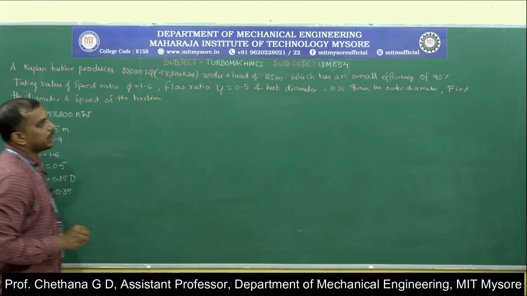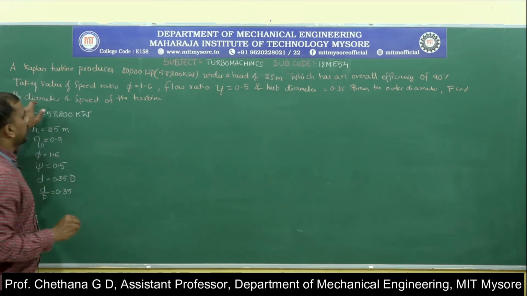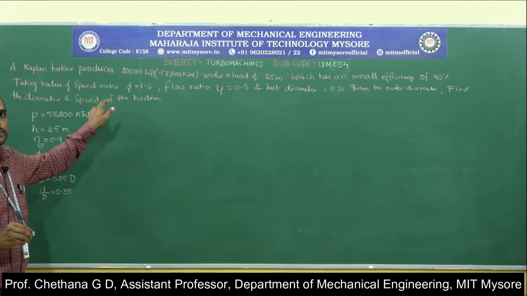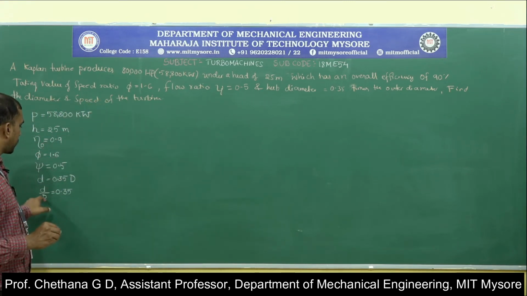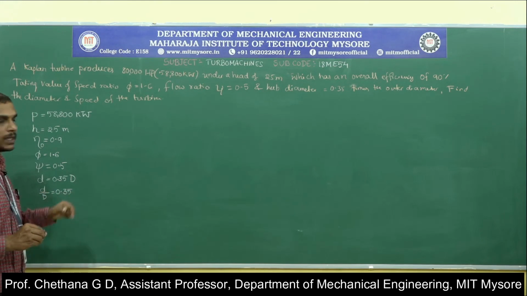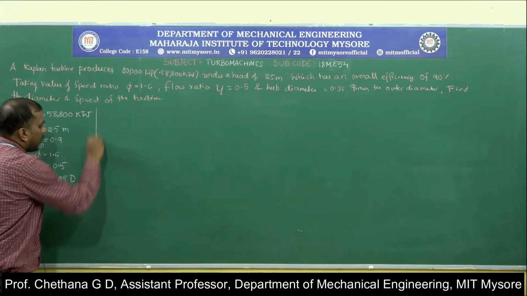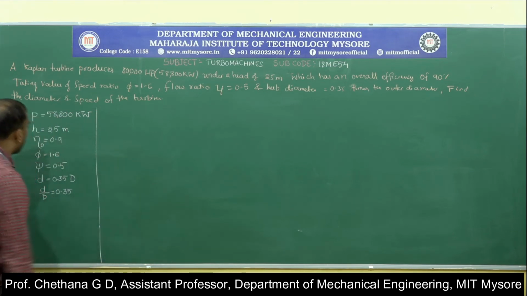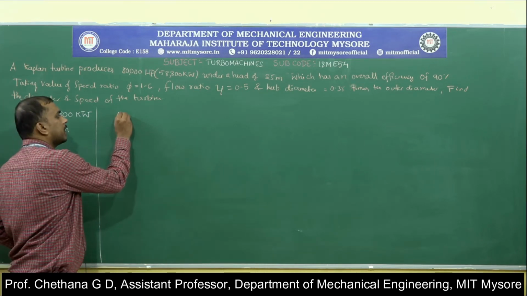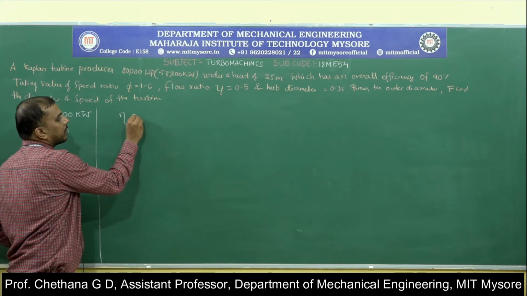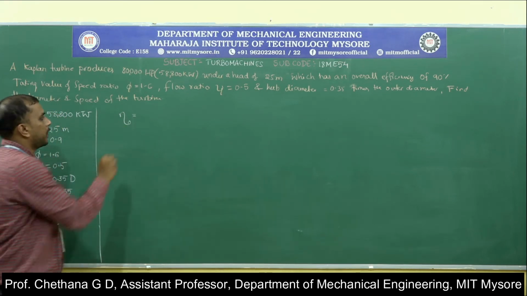Now what are we interested in finding out? Find the diameter and speed of the turbine. That means we are interested in finding out the capital D and speed of the turbine. Now looking at the data, what can we find out? He has given you the overall efficiency and also the power. Now we know that efficiency is given by output by input.